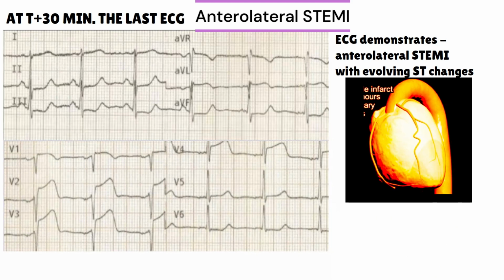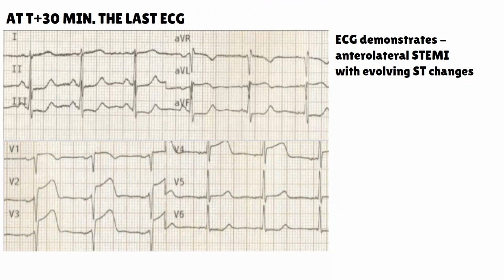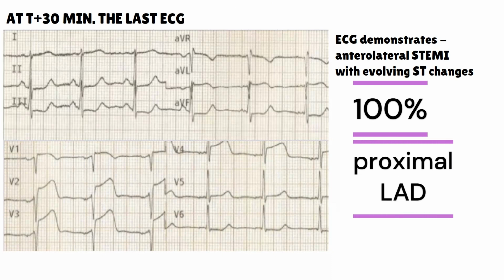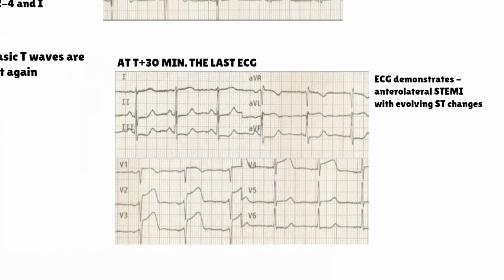So what happened is, this patient was taken immediately to the cath lab where he was found to have a 100% proximal left anterior descending artery occlusion. He was stented, successfully cardioverted and made a good neurological recovery.